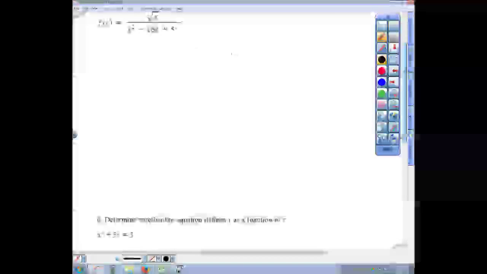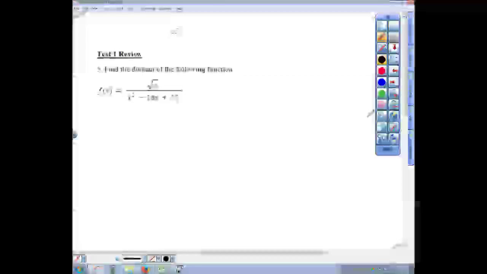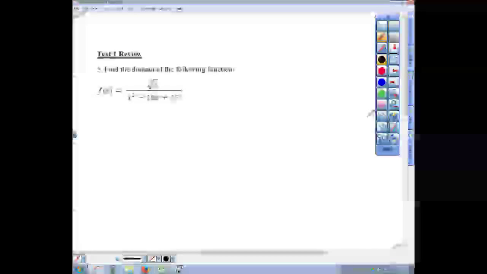Okay, question 5 here is also from section 2.1. This is another domain. Find the domain. This one's a little trickier. There are two things to consider. This is a rational function, so the denominator here cannot equal 0. We also have a square root. Now, in order to square root x, it must be true that x has to be greater than or equal to 0. So, got to figure out how both of these fit together.